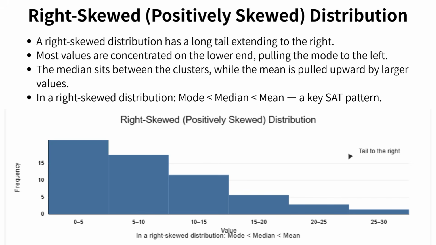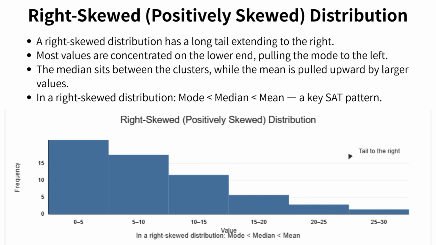The mode represents the most frequent value or interval, so it is found near the tall bar on the left. The median, which is the middle value when all observations are ordered, falls somewhere between the left cluster and the tail. It moves slightly rightward but remains relatively stable. The mean, however, is influenced by every value, including the larger numbers in the tail. Even if only a few values are large, they pull the mean upward, making it the rightmost of the 3 measures. This leads to a key SAT pattern.